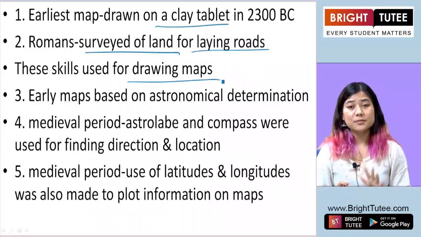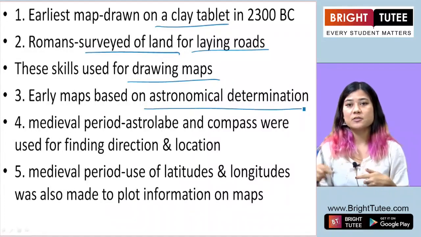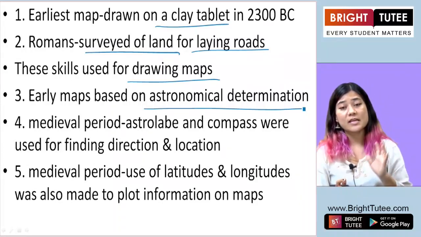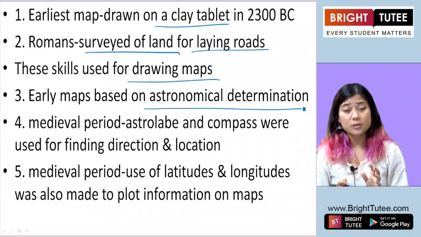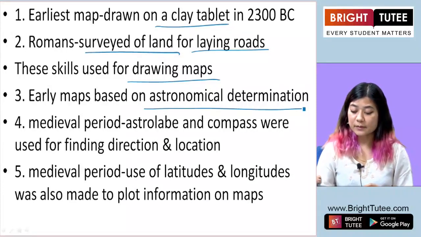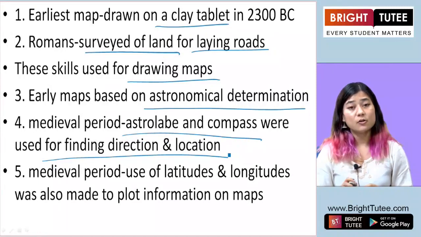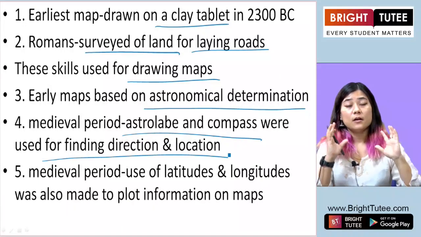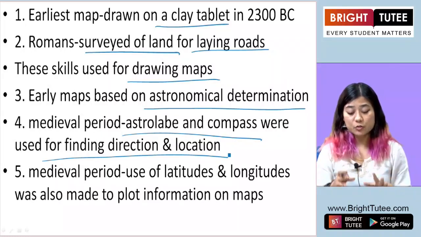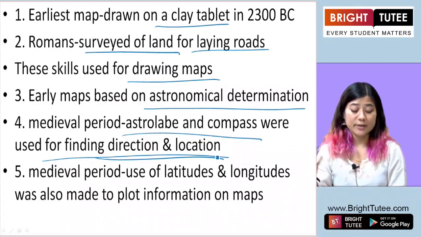But earlier the maps were based on astronomical determination. It was not based on the direction of the wind or the direction of the sun. It was based on astronomical determination. Okay. So in the medieval period, the astrolabe and compass were used for finding direction and location. So the position of the moon, the position of the stars, and the compass were used for finding the direction and location of certain places that they were trying to find.